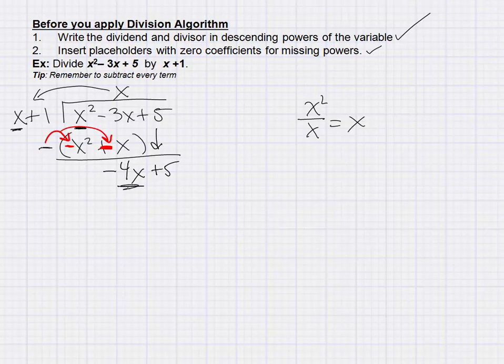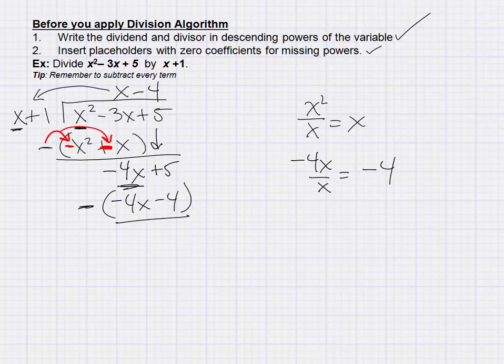First term inside by first term outside. I get minus 4. And that process just repeats itself until we're done. So we have a minus 4, multiply, I have minus 4x, minus 4. I subtract. I distribute. This becomes a plus. This becomes a plus. So then I end up with a 9 as my remainder.